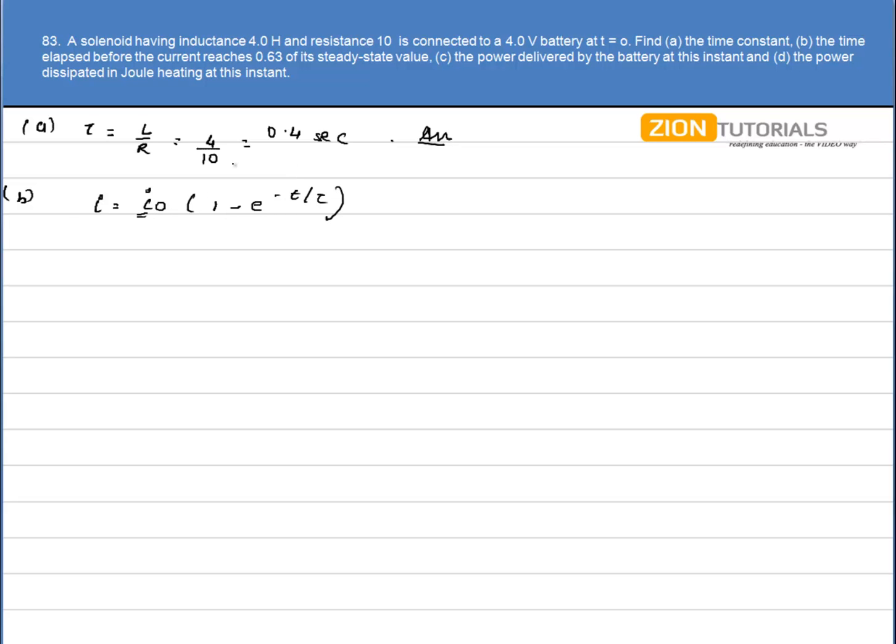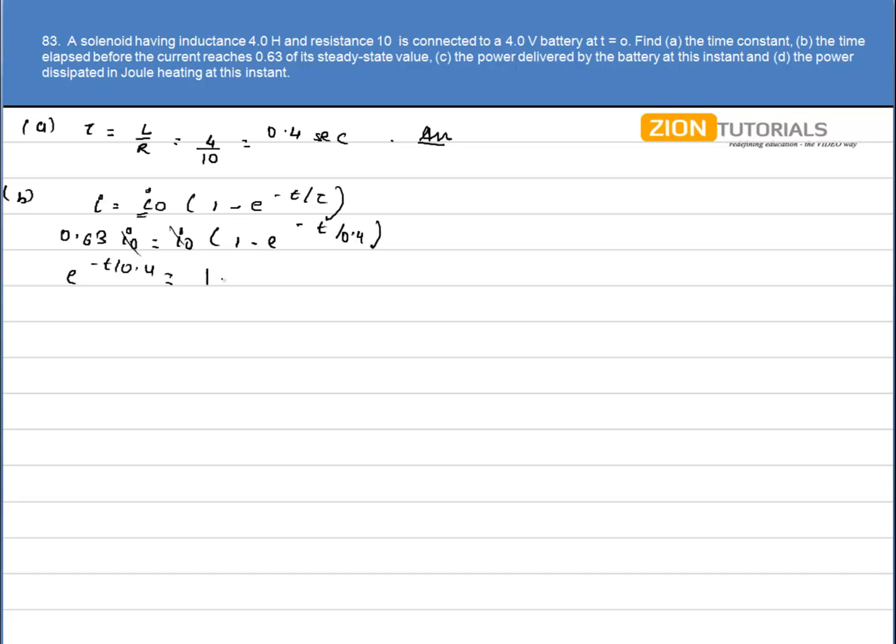Now we had to calculate the time at which the current reaches 0.63 times of steady state value. This steady state value is nothing but the peak current which is acquired at the steady state. So I is 0.63 times of I naught is equal to I naught 1 minus e to the power minus t by tau, which is given by 0.4. So we have I naught cancelled, so e to the power minus t by 0.4. This term comes over here.